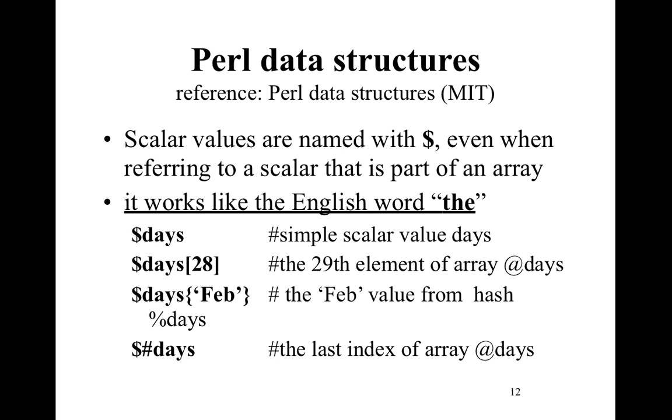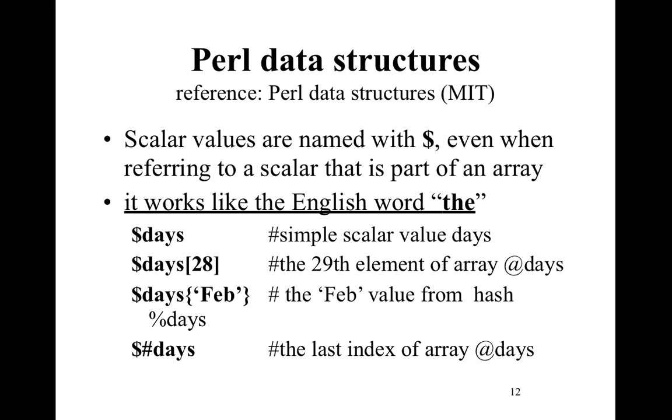It's pretty straightforward. Scalar values are named with this $ sign, even when referring to a scalar as part of an array. So it works like the English word "the." So the days is a simple scalar value for days. To say that the days 28 is the 29th element, because it starts with 0. Days February is a value of the hash. This is going to be the % sign days. And then number of days, the last index of the days.